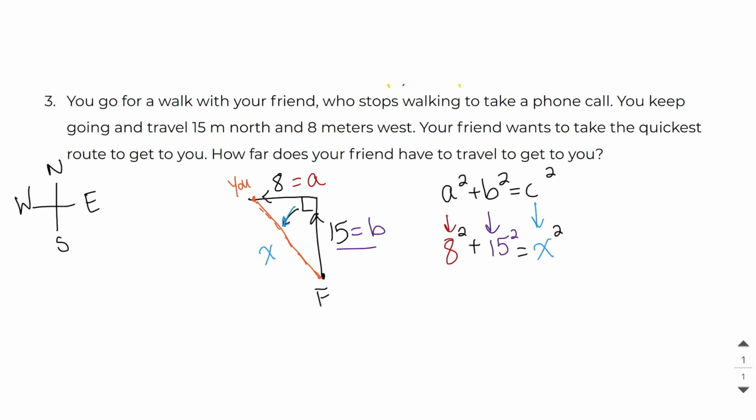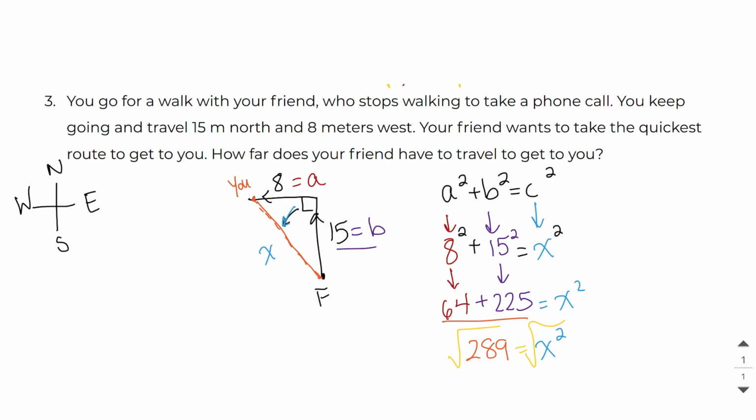And now I'm going to square each one of these values. So 8 squared is 64. 15 squared is 225. And I'm going to just copy down this equals x squared. Now I can put these two numbers together. So 64 plus 225 is 289. I don't want to do any square rooting until I get to this point right here, because I can only do it when I've got the x squared alone on one side and a single number on the other side, which I now have. So now I'm allowed to square root on both sides right here.